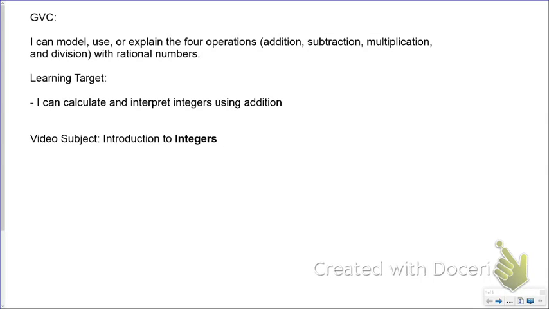This video will go over the learning target and guaranteed viable curriculum as I can model, use, or explain the four operations of addition, subtraction, multiplication, and division with rational numbers. The learning target is I can calculate and interpret integers using addition. So this video is going to go over the introduction of integers.